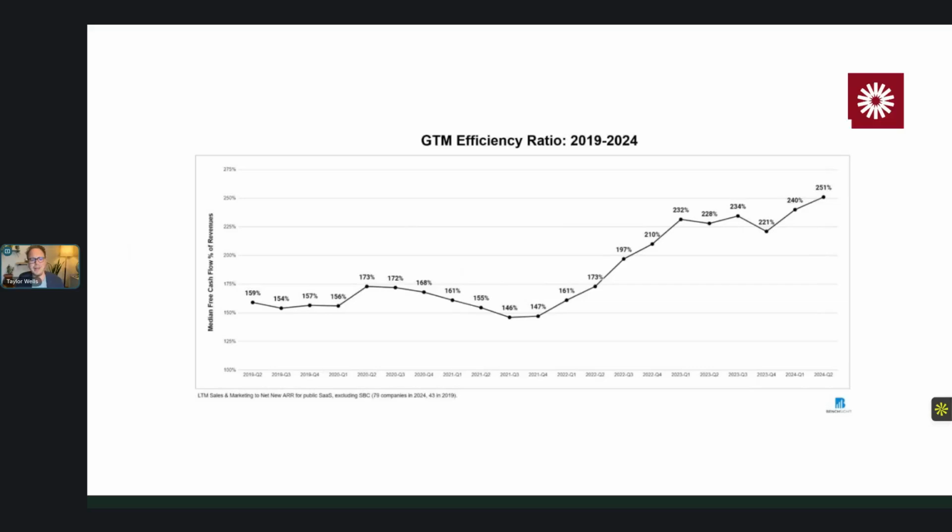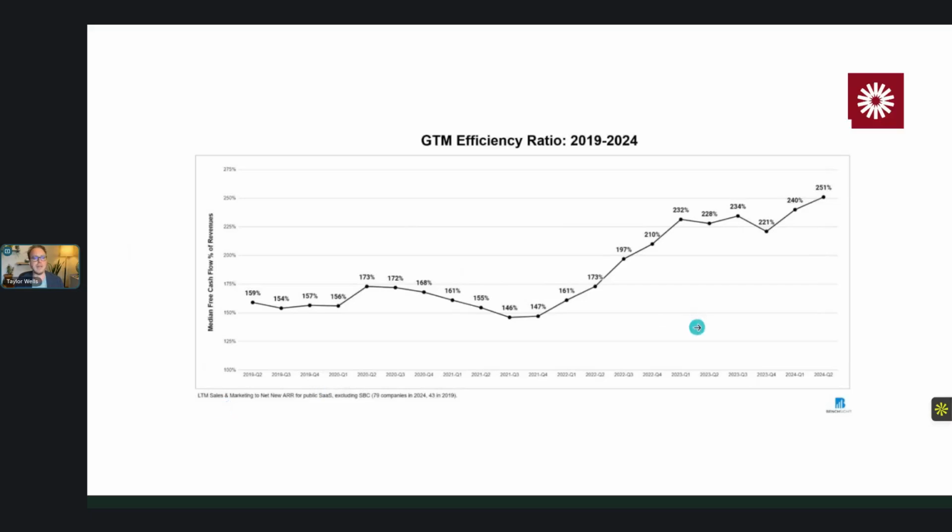If you look at Palo Alto Networks or CrowdStrike or any of the large publicly traded cybersecurity companies, they have very similar go-to-market efficiencies, how much they spend on sales and marketing, et cetera. But what this tells us is how much we're spending on sales and marketing as a percentage of net new revenue.